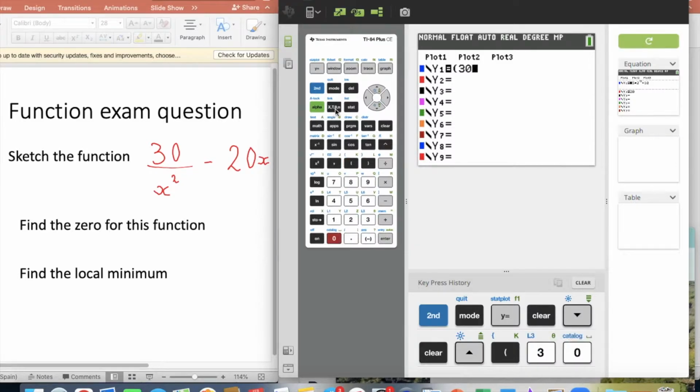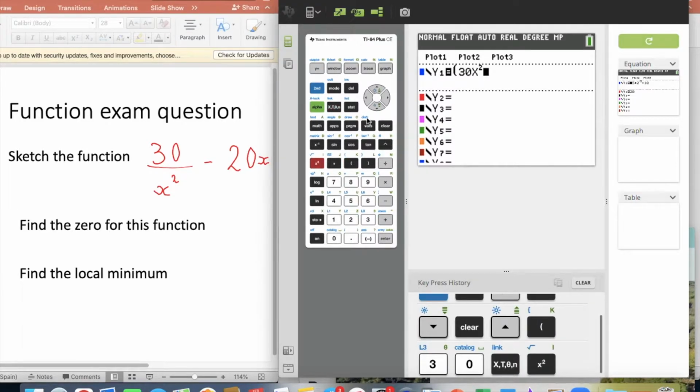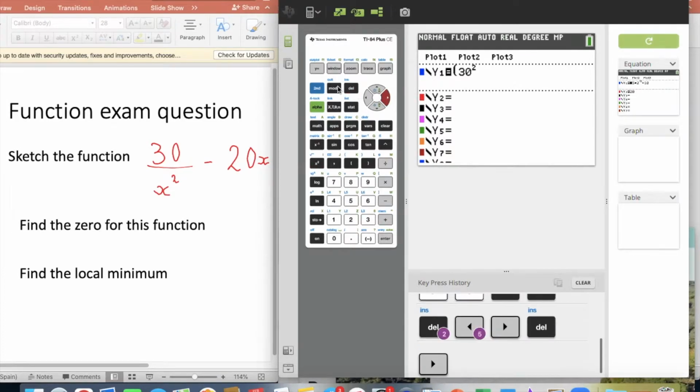So the first thing to do is to press the y equals button and type in the function. Pause the video and just think where I've gone wrong. Excellent. I missed out the divide sign, so you need to put a divide sign and then put this over x squared. Then close the brackets, then use the large minus sign, 20x.